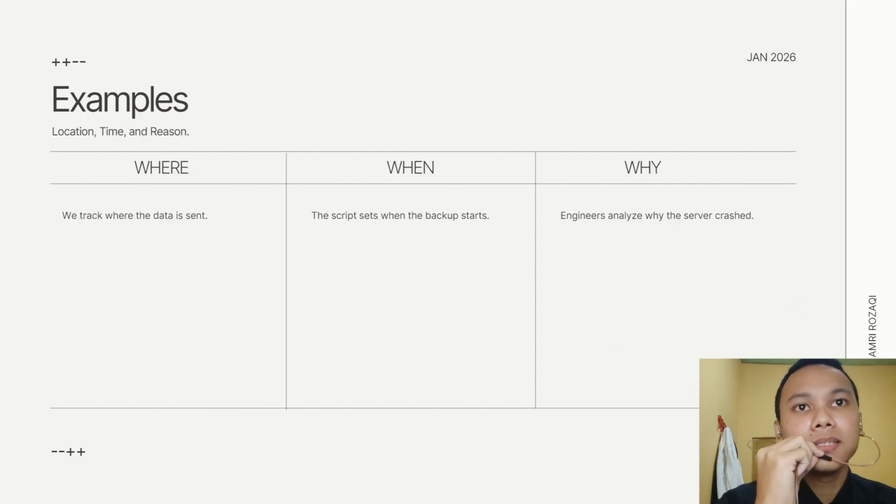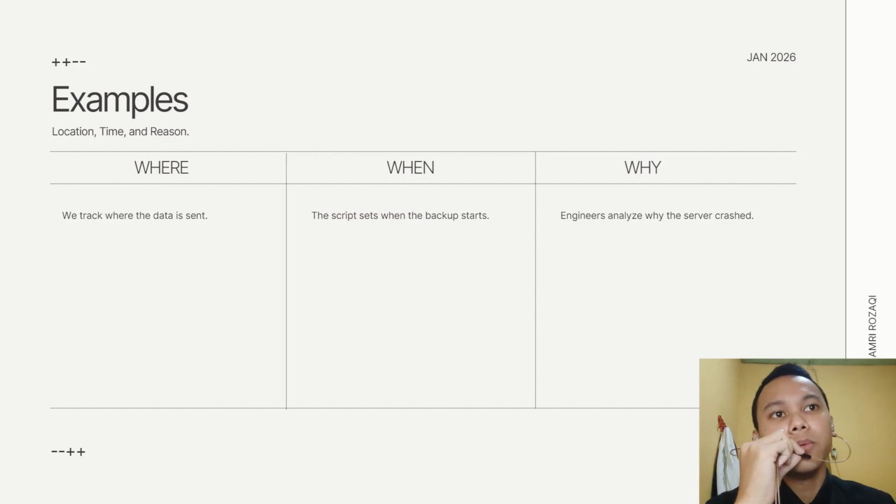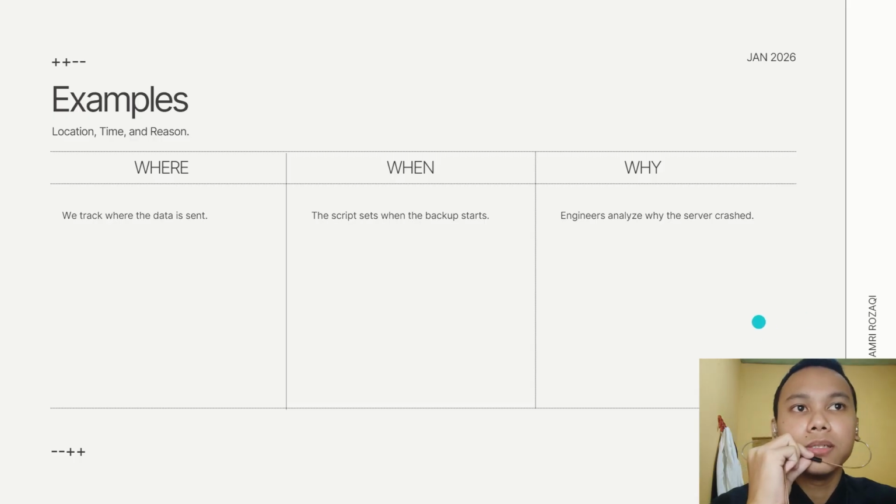Next, let's look at location, time, and reason. Using where, we can track where data packet is sent. Using when, the script determines when the backup starts. And using why, engineers analyze why the server crashed.